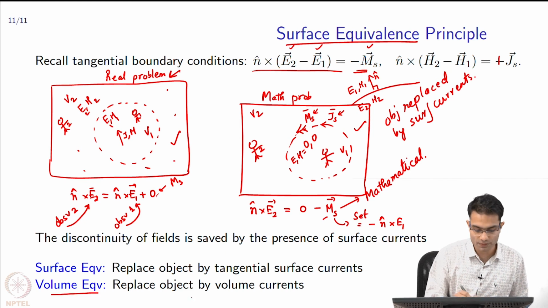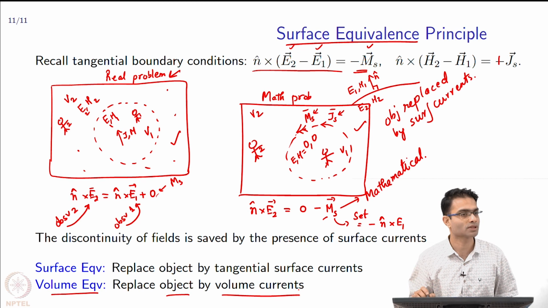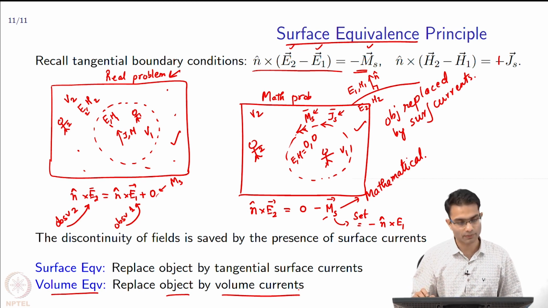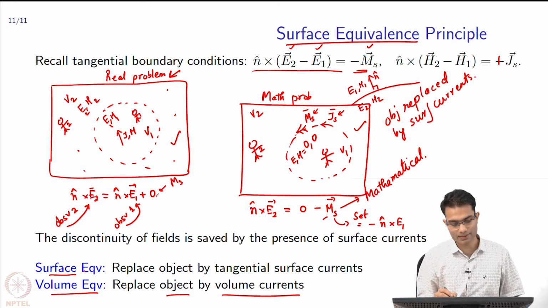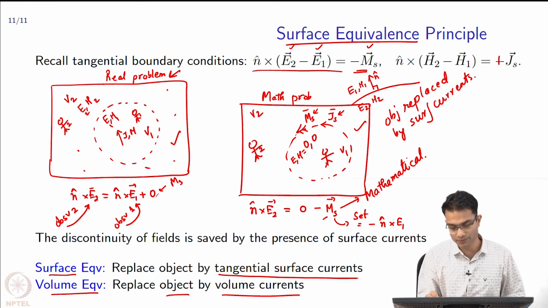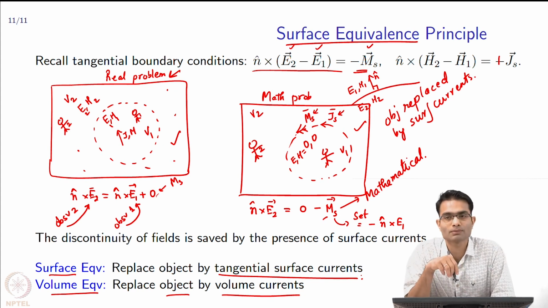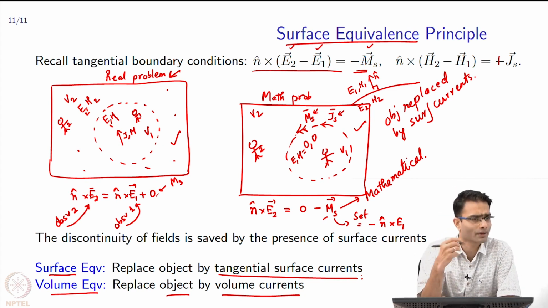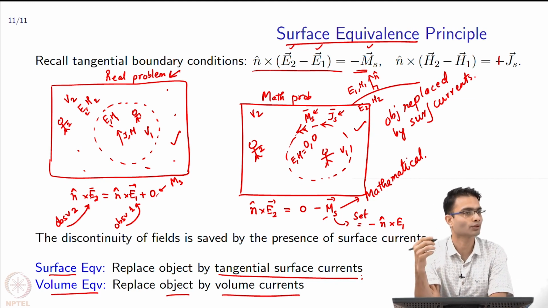In the volume equivalence, we saw that the object was replaced by volume currents J and M, as we saw, J equivalent, M equivalent, and in the surface equivalence principle I replaced the object by tangential surface currents. Okay. So, again this will seem a little bit abstract right now, that why are we doing this, but when we begin to take the first method in computational electromagnetics, which are integral equation methods, it will become very, very useful having done this. Okay.